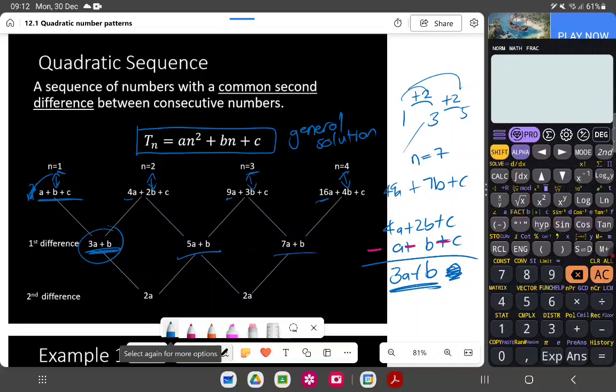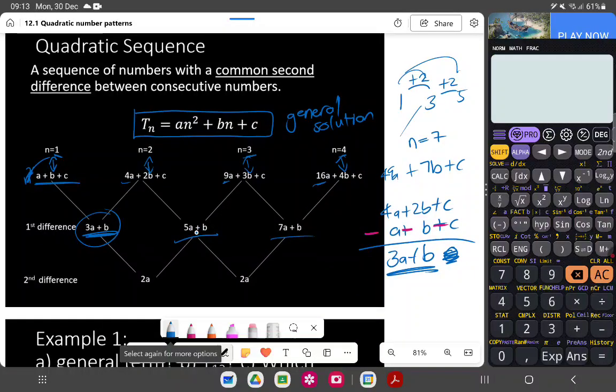And the same applies to all of your first differences. It's the second term minus the first term, the third term minus the second term, fourth term minus the third term. You're familiar with this pattern. Now, when you get to the second difference, as you can imagine, it's going to be 5a plus b minus 3a minus b, which ends up being, b's disappear, 2a. Same thing here, 7a plus b minus 5a minus b, b's disappear, and you end up with 2a. So your second difference is always going to be 2a.